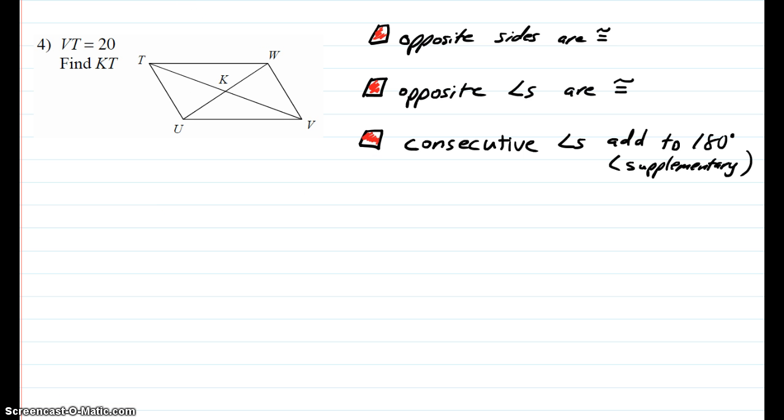All right, for number 4, it says VT is 20. So from T all the way to V is 20. Find what KT is. So the next property for a parallelogram is that the diagonals bisect each other.